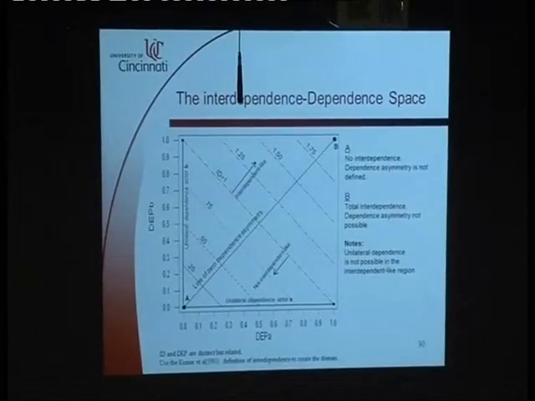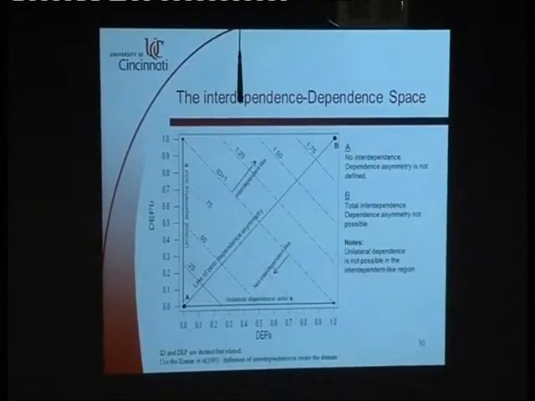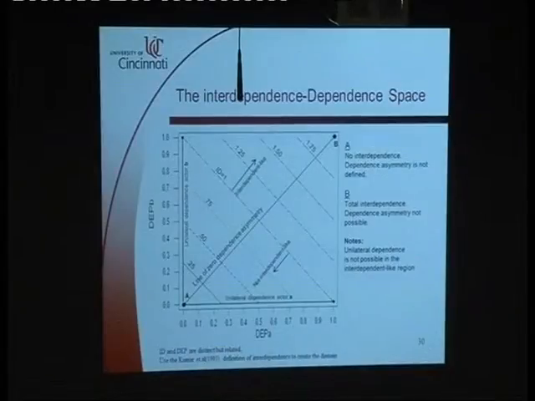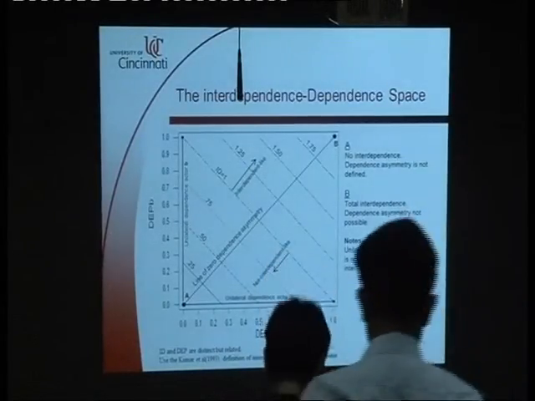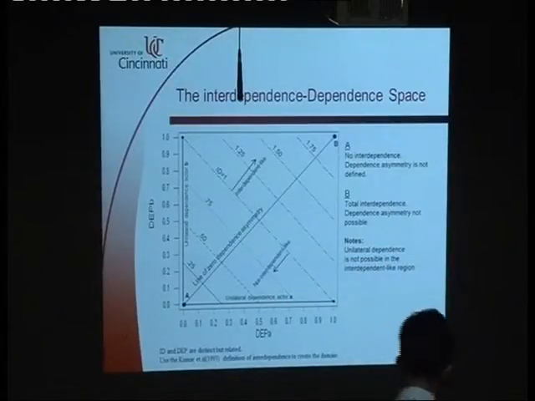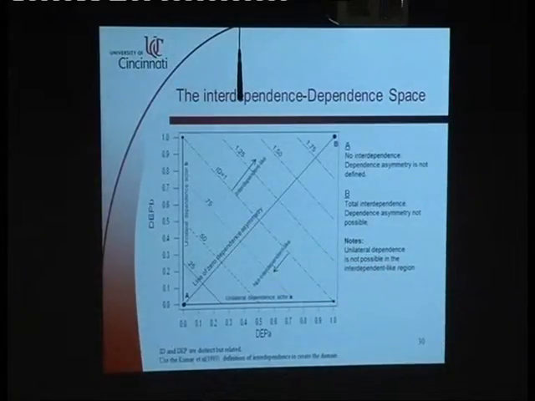Now, this is a line of zero dependent asymmetry. There is interdependence, but dependent asymmetry is zero, in that line. Now, this is what we call the non-interdependent like region, that is, when interdependence is less than 1.